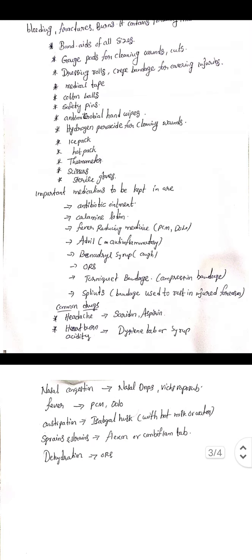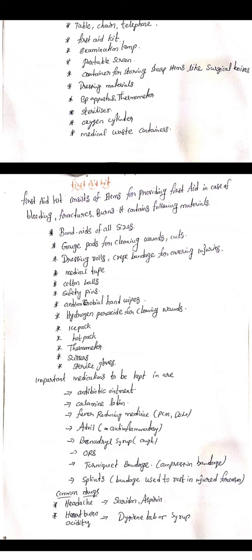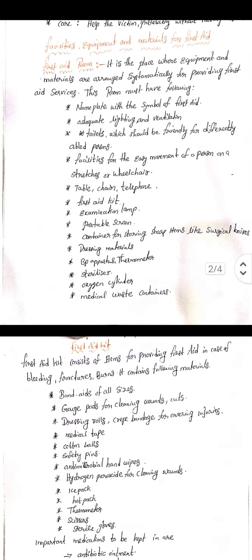Next, pains and strains. Tab Flexon or Combiflam. These tablets we have to use. Bone sprain, like that. Dehydration: for dehydration we have to use oral rehydration salt. This is the main important materials and medicines. We have to see that everything is there in the first aid kit.